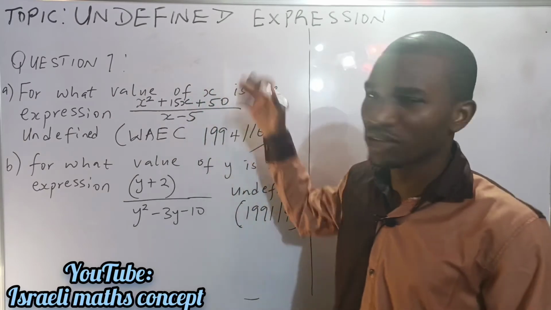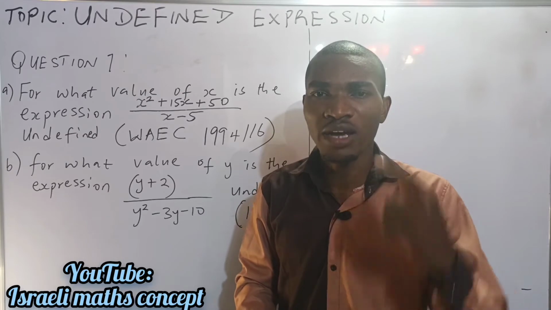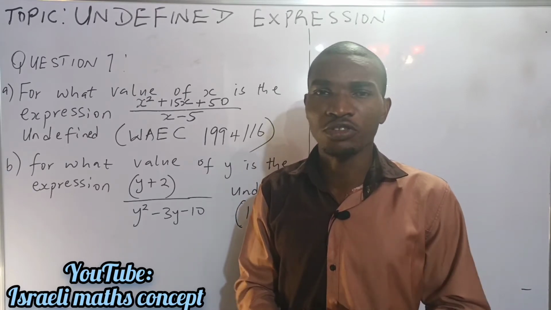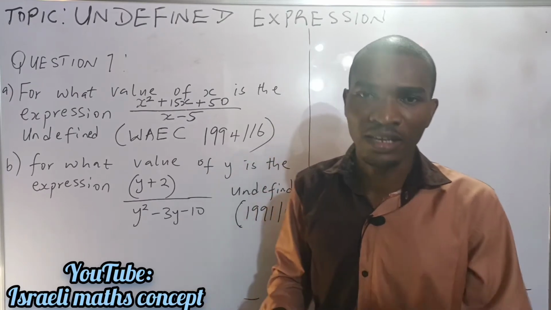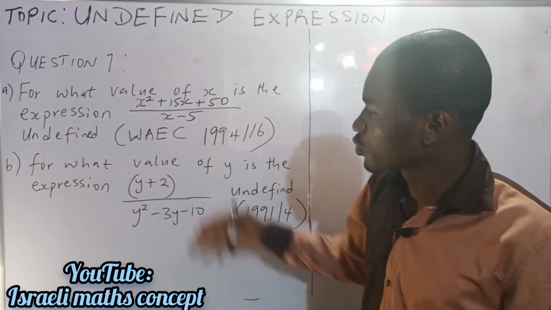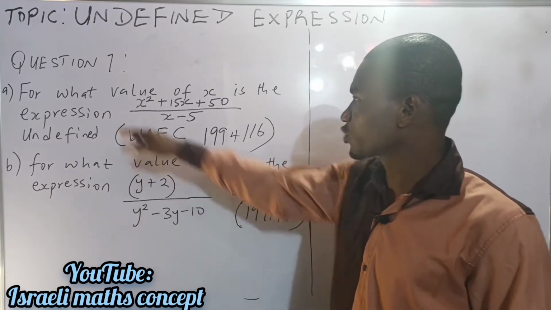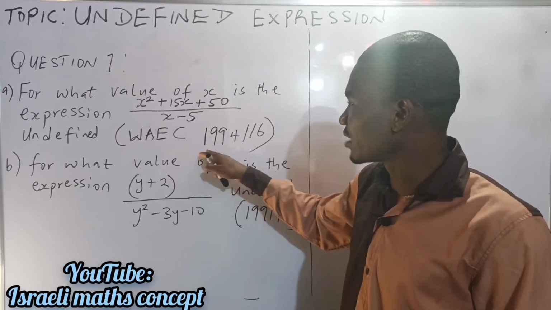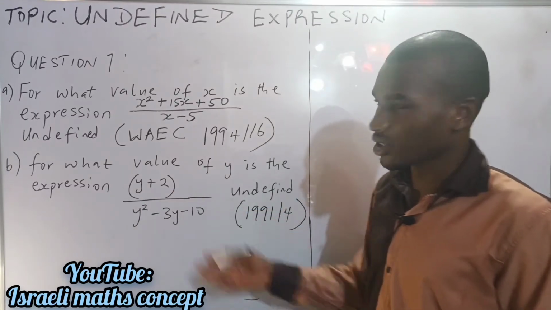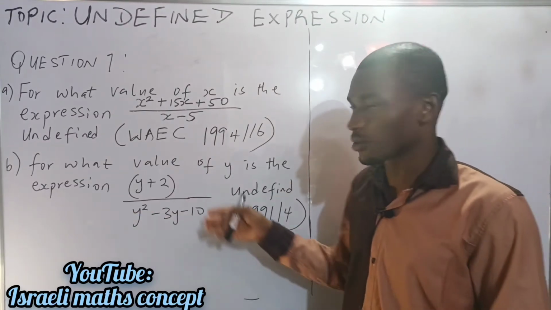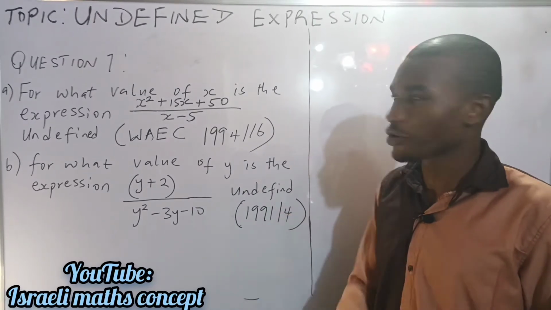Remember that this topic, undefined expression, is very pertinent, most especially for students who are in secondary school and also for students who are in higher level of their studies whose discipline is mathematically inclined. All right, on the board I have two questions which I would love to solve before the end of this video. The first question is sourced from WAEC 1994 and that is question number 16. While the second question, that is the B part of the question, is also sourced from WAEC 1991 and that is question number 4, theory part of it.